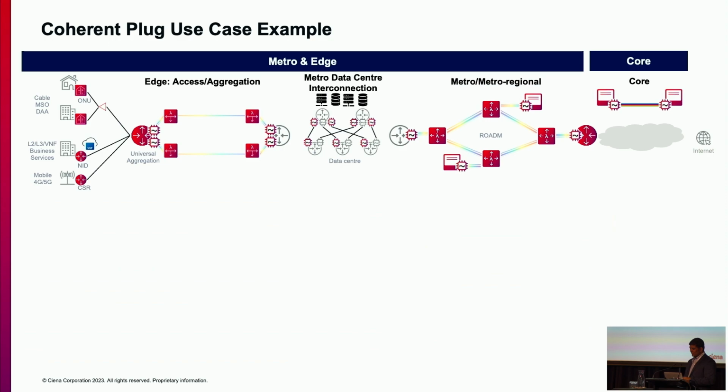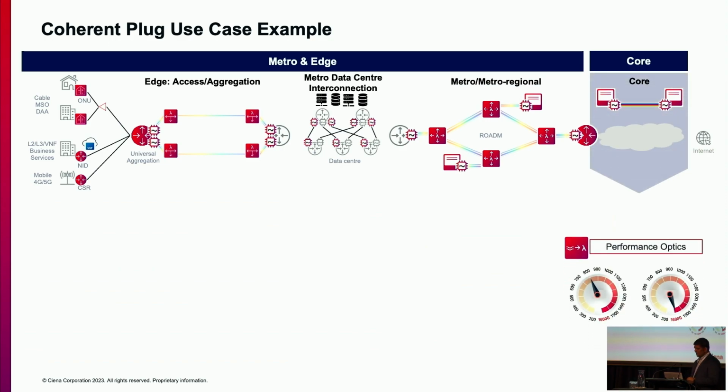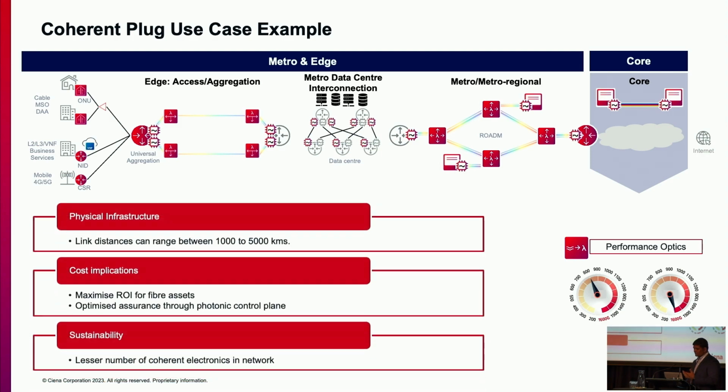Going forward, let's look at the core side of the network, where the architecture is linear or mesh. We're talking about distances from 1,000 to all the way to 5,000 kilometers, covering metro, long haul, regional long haul, even submarine networks. When we design this part of the network or select the components for it, try to see how we can maximize the return on investment on our fiber asset, and get more capacity from what we have deployed in the network.